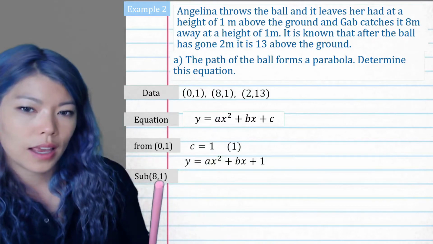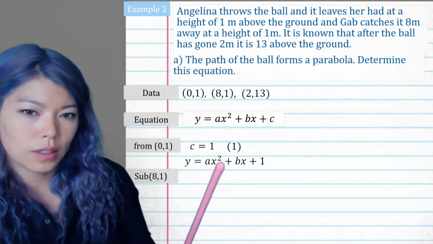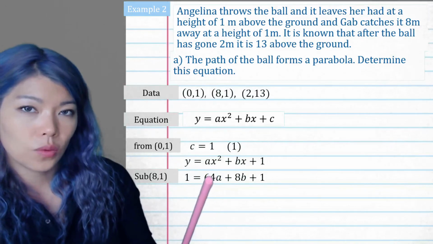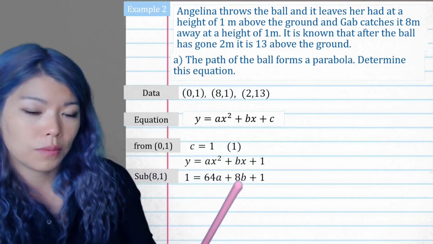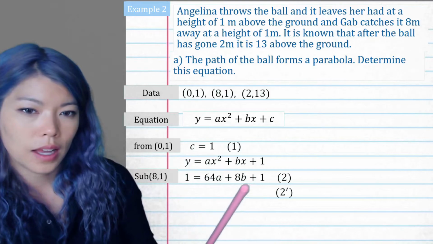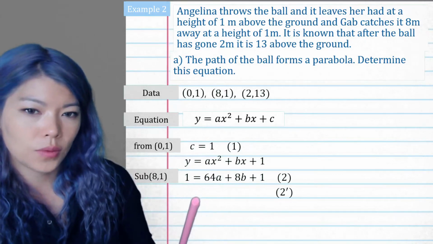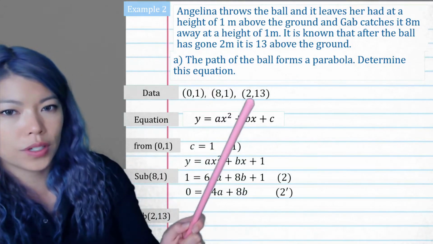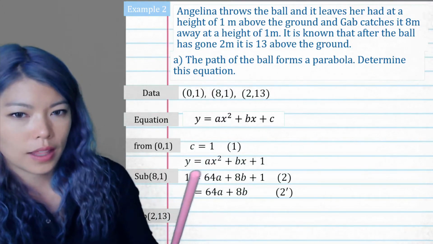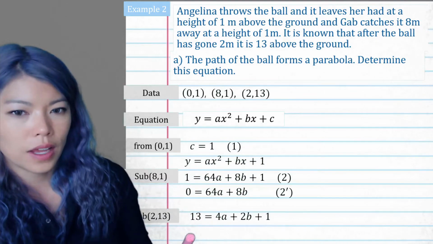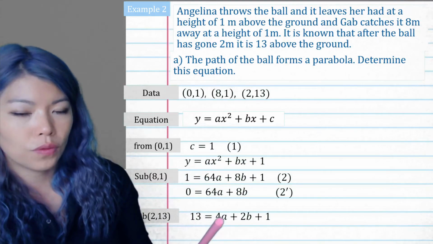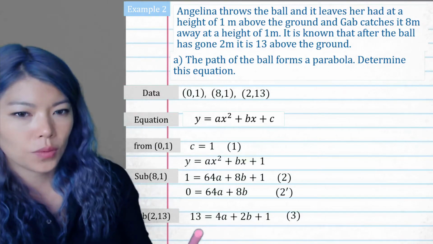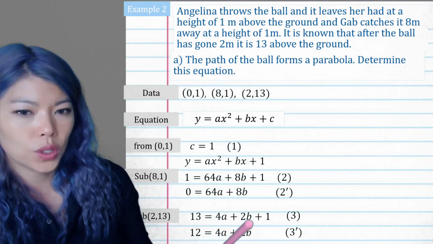So when we have (8, 1), sub it in this equation, we will get y is 1, 8 squared is 64a, plus 8b plus 1, and cancel out the 1s on both sides. We have 0 equals 64a plus 8b. Then substitute the other value into that equation again. We have 13 equals 2 squared is 4a plus 2b plus 1. Get rid of the 1 on both sides. We have 12 equals 4a plus 2b.